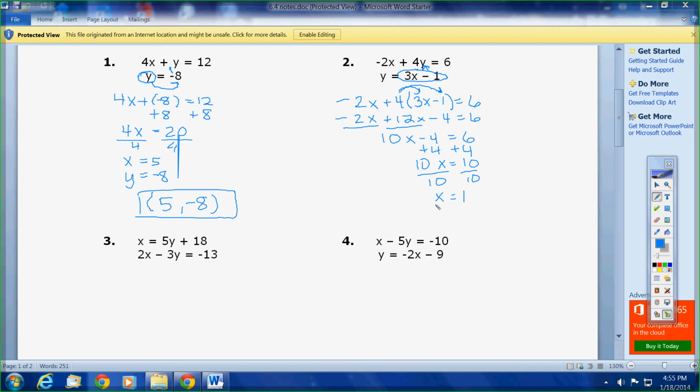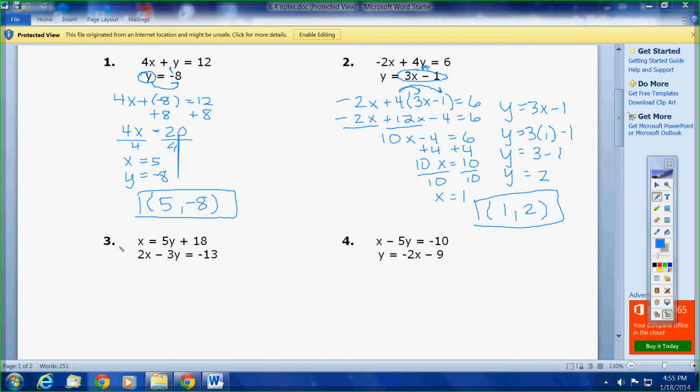Okay, now I need to go back and find y. Y was equal to 3x minus 1. Well, now that I know what x is, I'm going to use substitution again. 3 times 1 minus 1. So now instead of having a variable, I know what the value is. It's 1. So y equals 3 minus 1, and 3 minus 1 is 2. So my solution to this system is going to be (1, 2). These two lines are going to intersect at (1, 2).